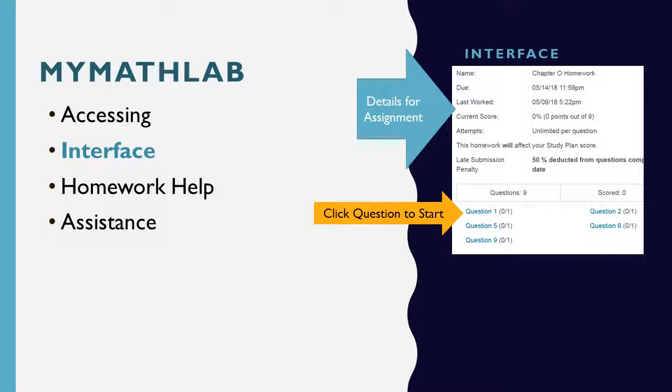Notice, of course, you can stop, come back, and work on other questions. If you have questions that have multiple parts to them, you'll be able to see where you get scores for partial points as well.